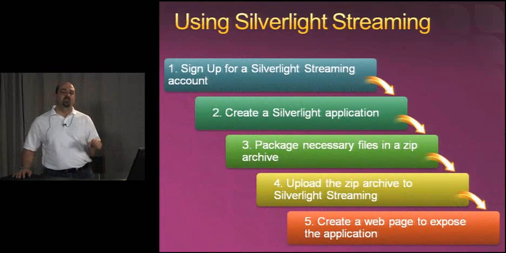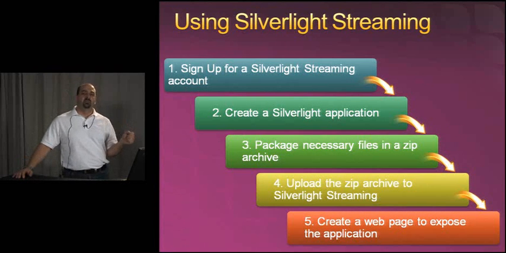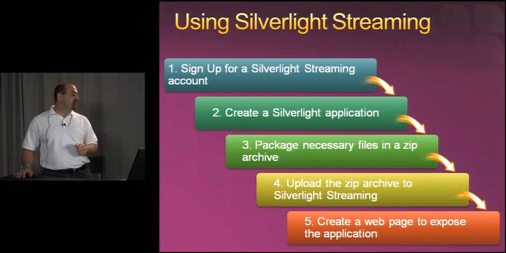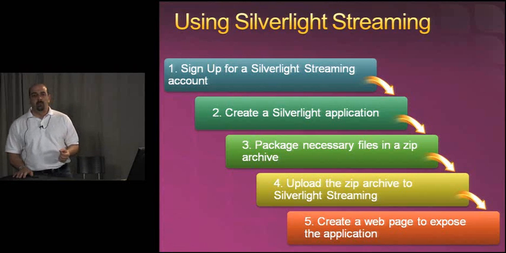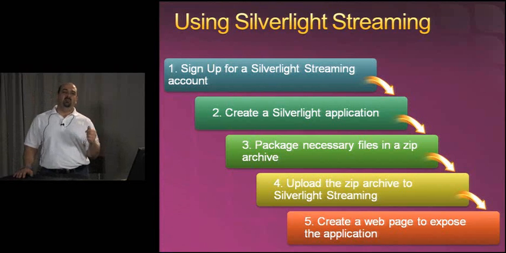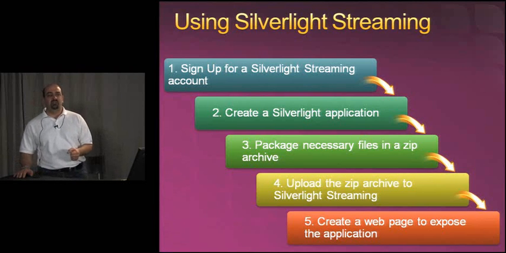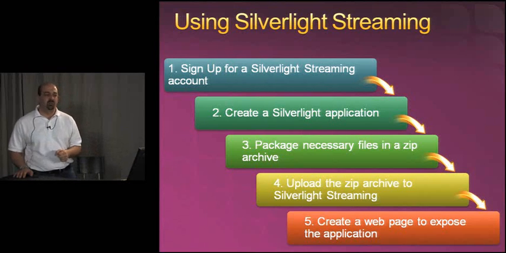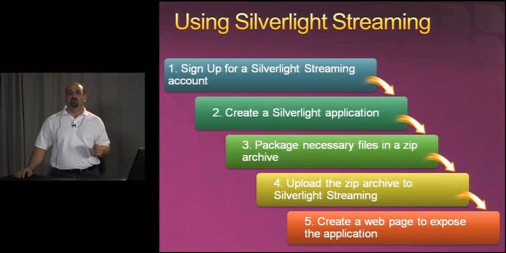Using the service, there are 5 easy steps to using the Silverlight streaming service. The first one is you need to sign up for a Silverlight streaming account. And to do that, you need to have a Windows Live ID. Remember, you don't need to have a hotmail.com or msn.com or live.com email address to have a Windows Live ID. You just need to associate your Passport, your existing email address, to a Windows Live ID, formerly known as Passport. Or, of course, you can create a new one.